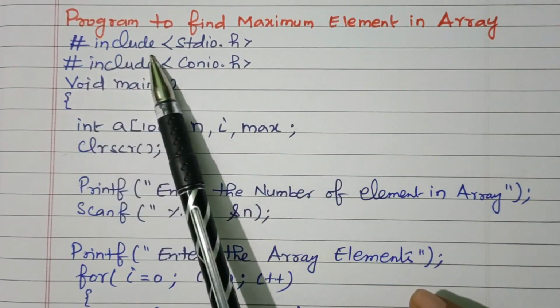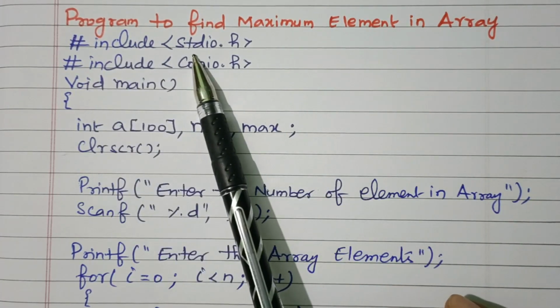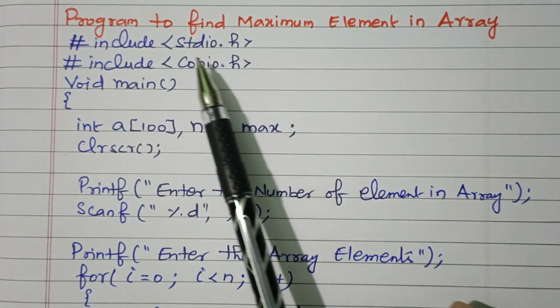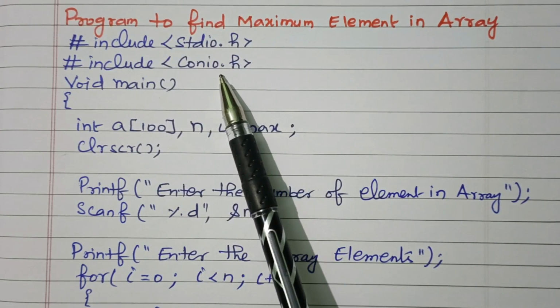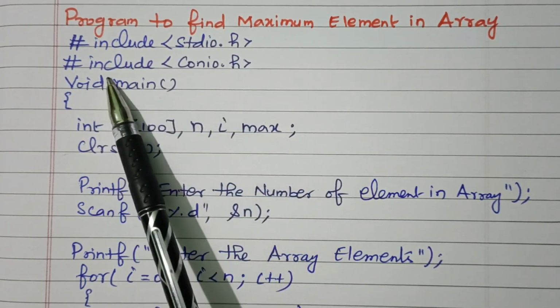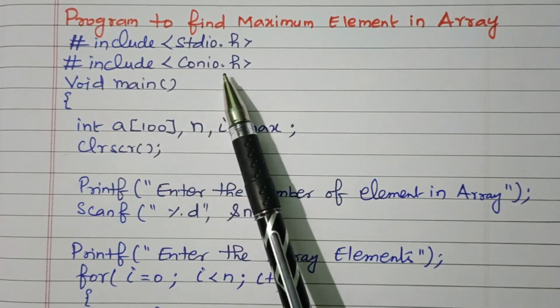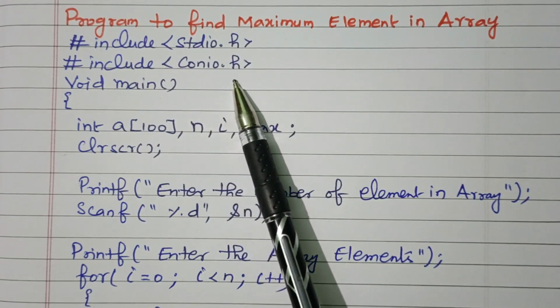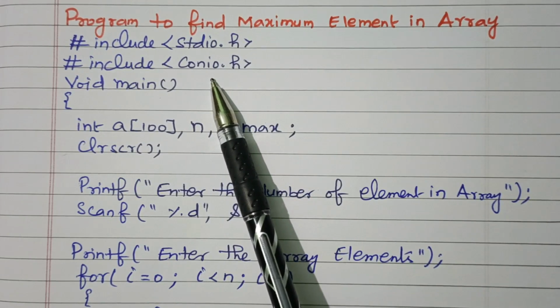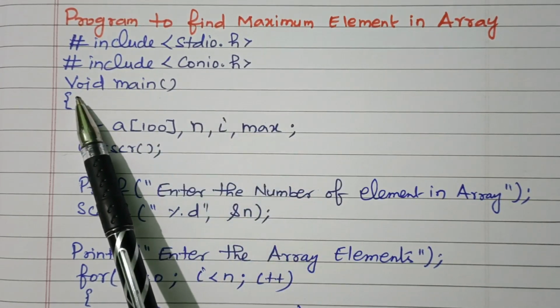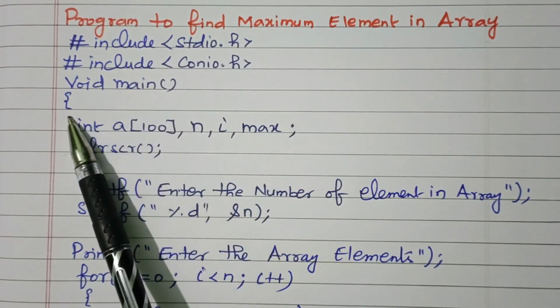First we will include the header file: include stdio.h, the standard input output header file. This is used for printf and scanf. Then include conio.h, the console input output header file. It is used for clrscr and getch. Then we can start the main program: void main, open the brace.